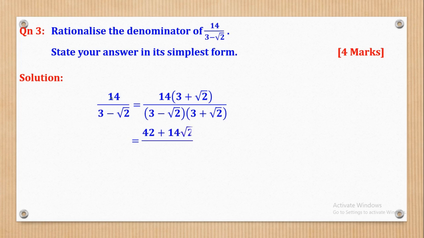Then from there I'll have to open brackets. For the numerator, 14 multiplied by 3 is 42, and 14 multiplied by root 2 is 14 root 2. But for the denominator, this is a difference of 2 squares, therefore 3 squared is 9 and root 2 squared is 2. Next to simplify, 9 minus 2 is 7. Now next is to split the numerator. When I split the numerator, I'll come up with this, whereby 42 over 7 gives me 6 and 14 over 7 gives me 2, and this root 2 is there. So basically that's what they wanted. Now let's see how much can be awarded.